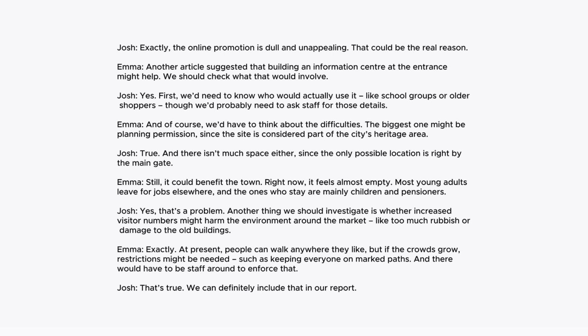Still, it could benefit the town. Right now, it feels almost empty. Most young adults leave for jobs elsewhere, and the ones who stay are mainly children and pensioners.